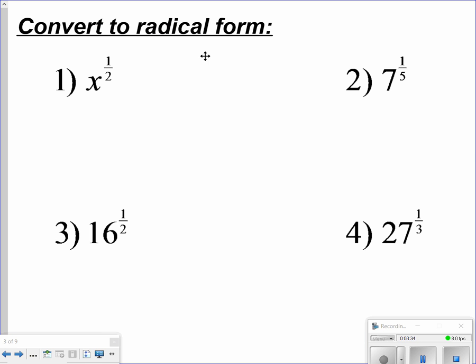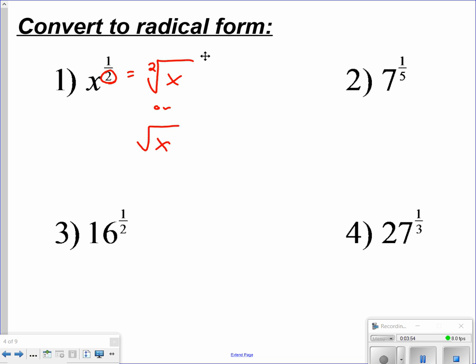Let's see our examples. X to the 1/2 power. Well, that's very similar to what I just did. The denominator here becomes the index. So I'm left with the square root of x, which I can put the 2 in there, or I can just leave it as square root of x, same thing. All right, pretty easy so far, right?